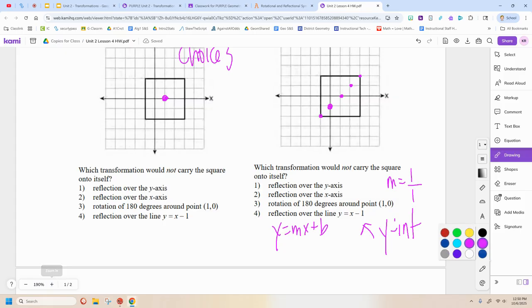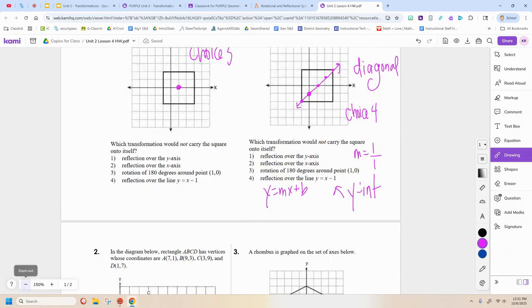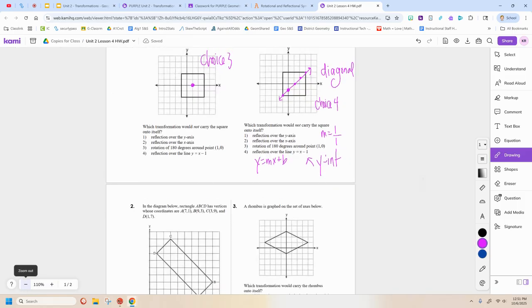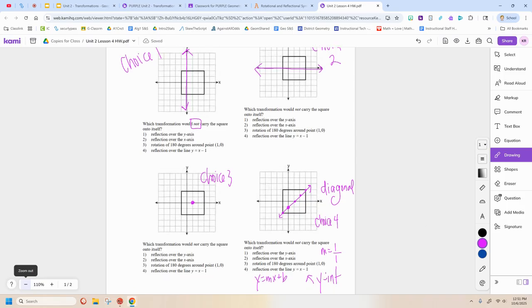And then, so this line is the what of the square? What do we call a line that goes from vertex to vertex? Diagonal. It's a vocab word we need to know, a diagonal. So this is choice 4. So don't blindly just pick an answer. Make sure you try out the 4 choices. Which one is the correct choice?